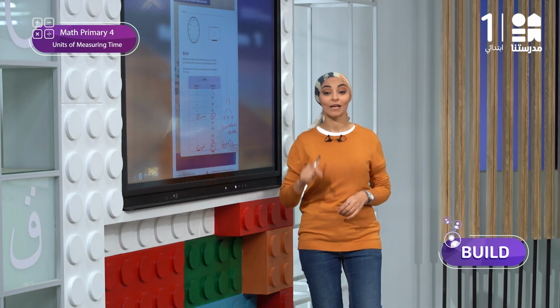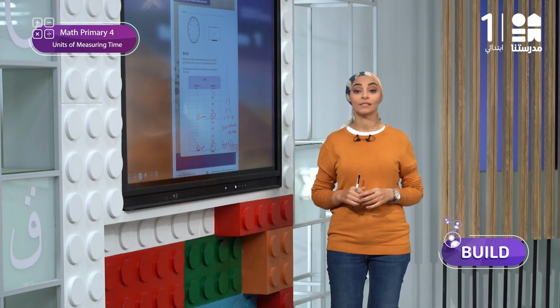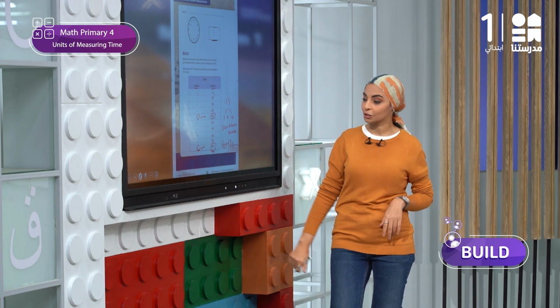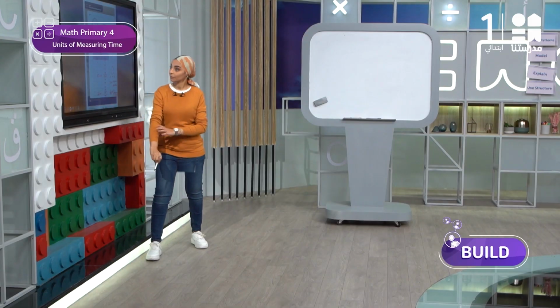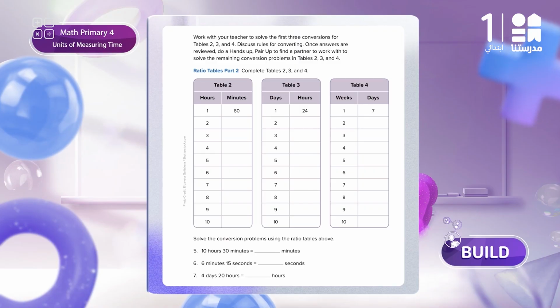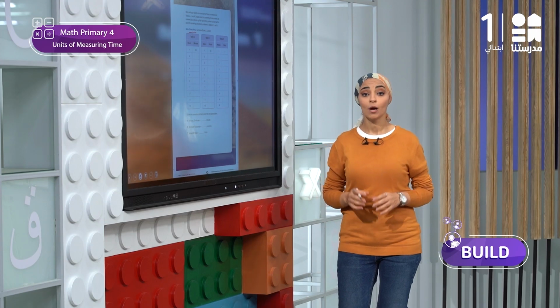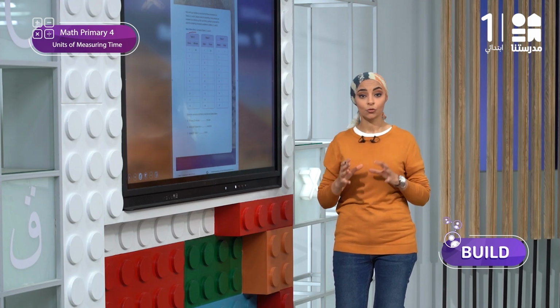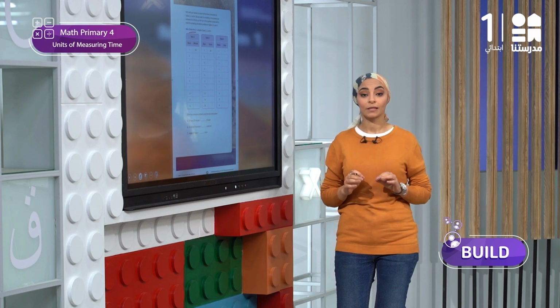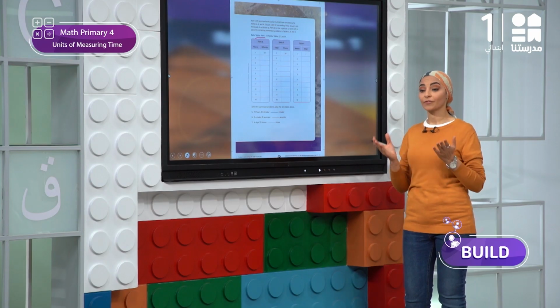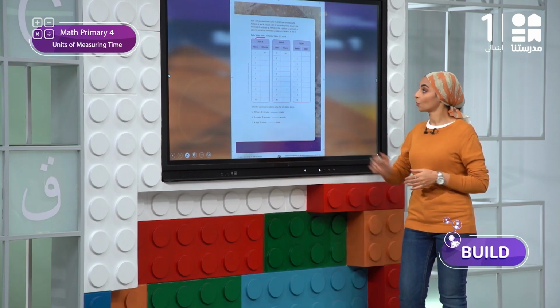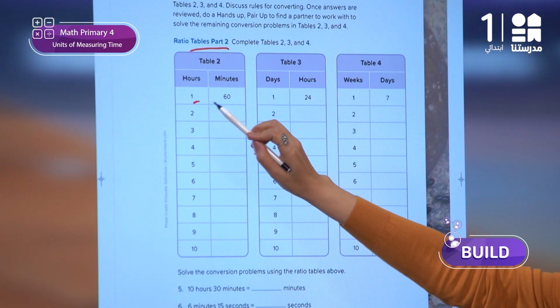In the same way, we can complete the table in ratio tables part 2. Let's see. Here's the next table, as you see here, ratio tables part 2. In table 2, we will convert hours into minutes. We know that the hour equals 60 minutes. We all know that 1 hour is 60 minutes. So, 1 hour equals 60 minutes.